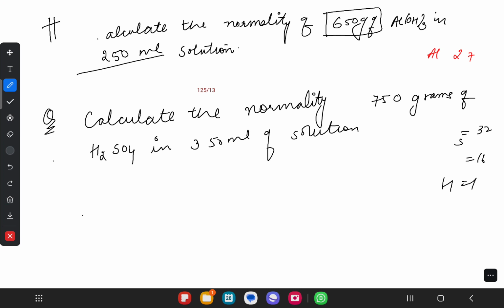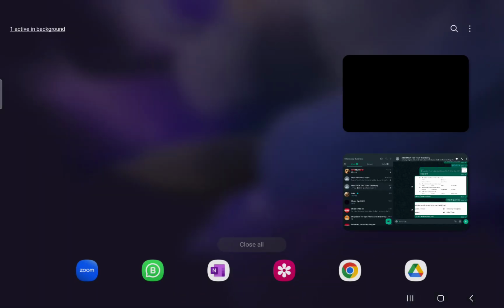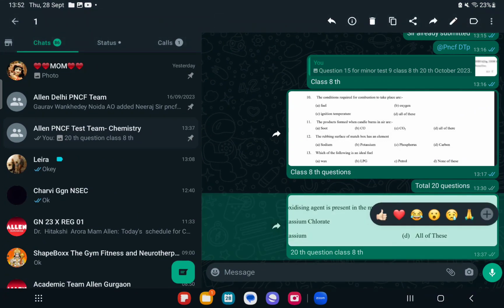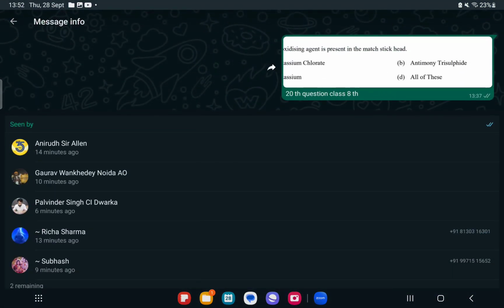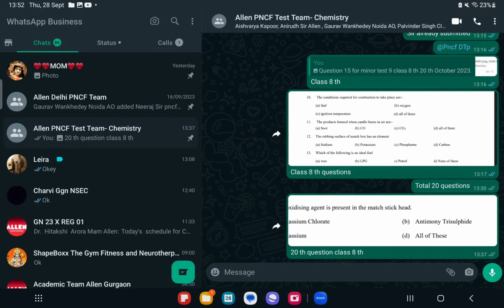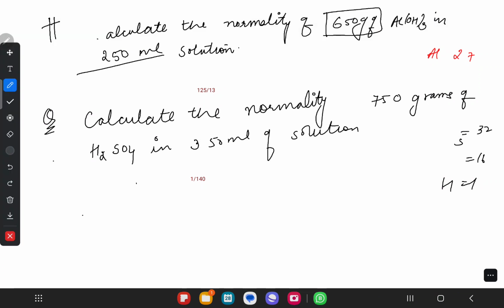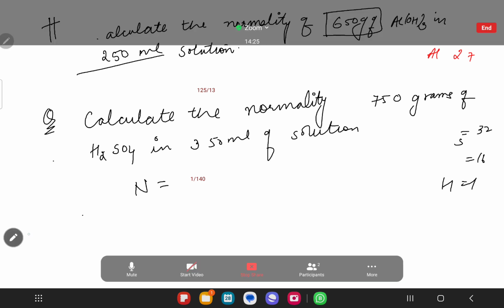First, tell me the formula of normality, the detailed formula. It's the gram equivalents over the liters. Right. So normality is going to be what? Gram equivalents over liters. Right. And you have to convert the milliliters to liters. Solve and tell me the final answer in decimal.